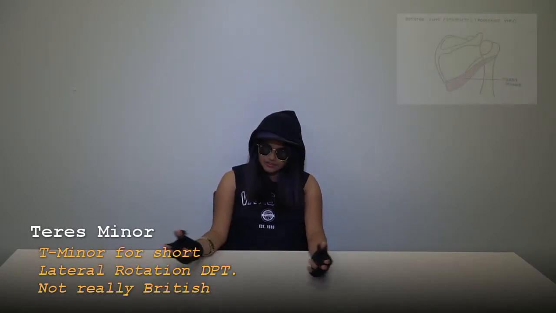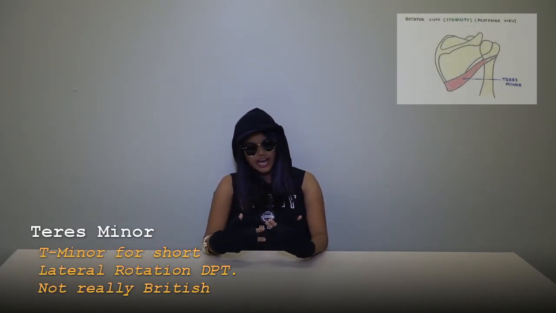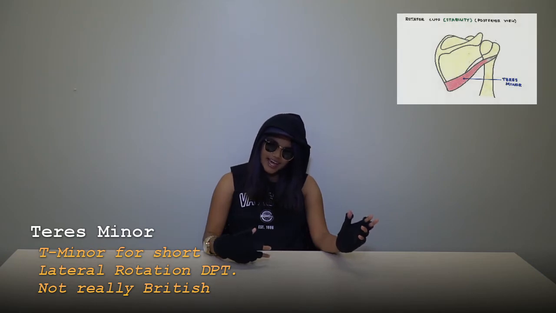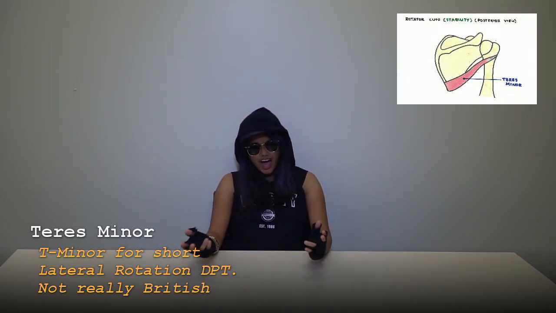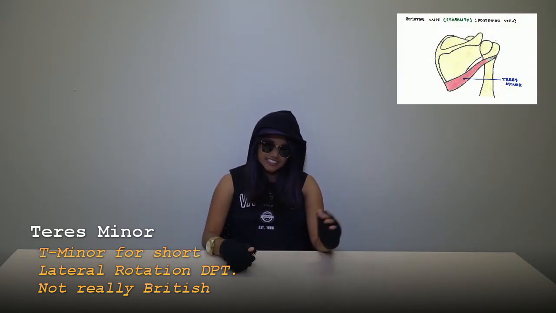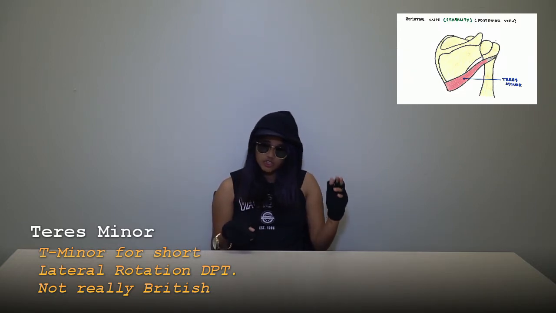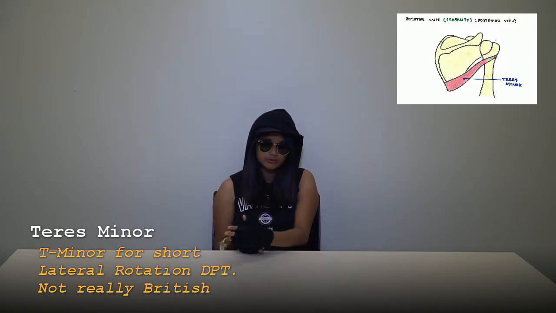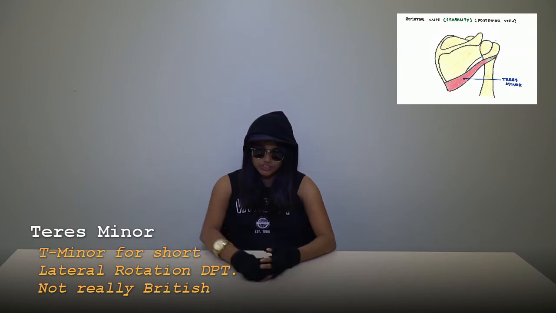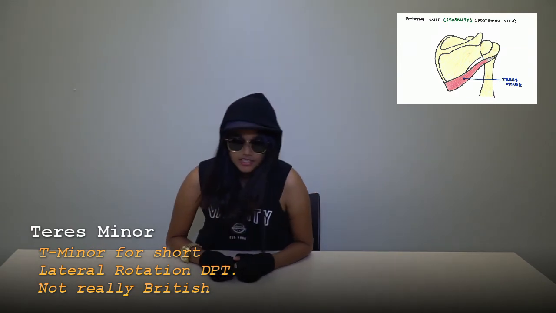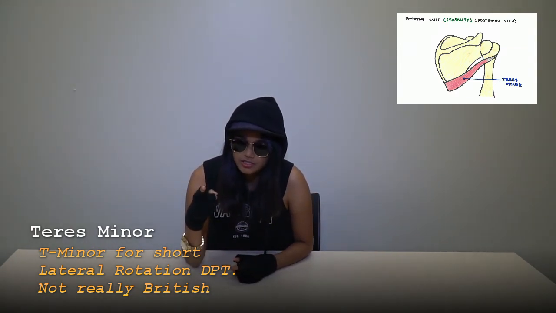Yo, I'm teres minor, T minor for short. Laterally rotate and stabilize the shoulder. I also am innervated by the axillary nerve and attach onto the greater tuberosity of the humerus and the capsule of the shoulder. We done yet? Red light means off? Yes.